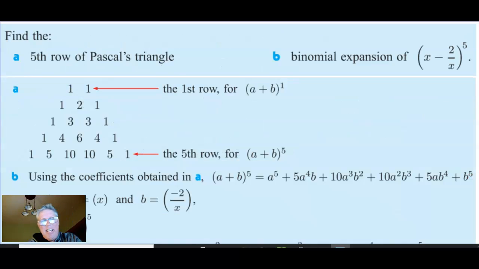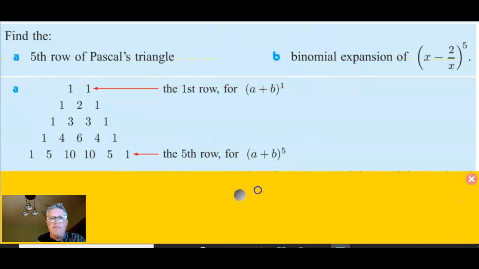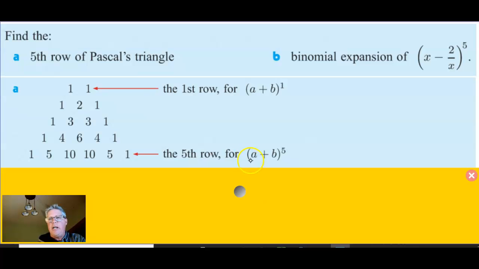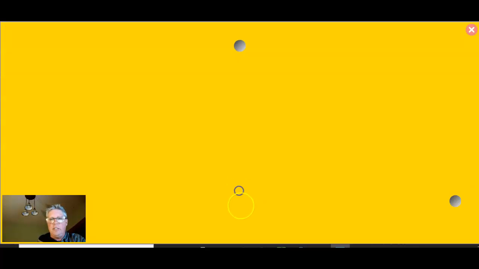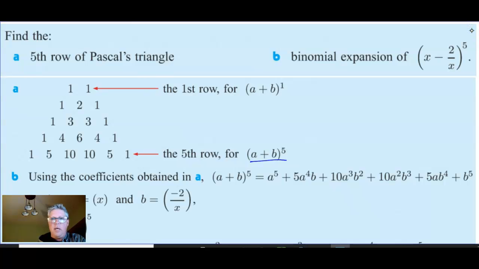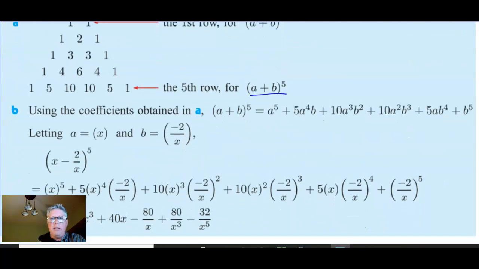All right. Sometimes they get a little bit harder. This is a much better problem because it kind of starts you at the very beginning. So let's just go back here. The first thing you'd want to do is find the 5th row of Pascal's triangle. Set up what a plus b to the 5th is, and that's right here.